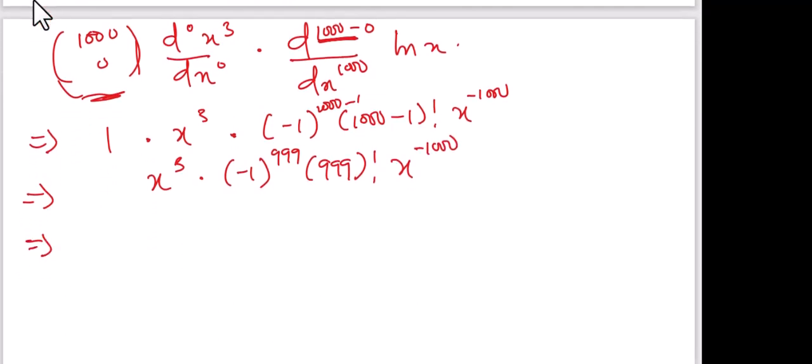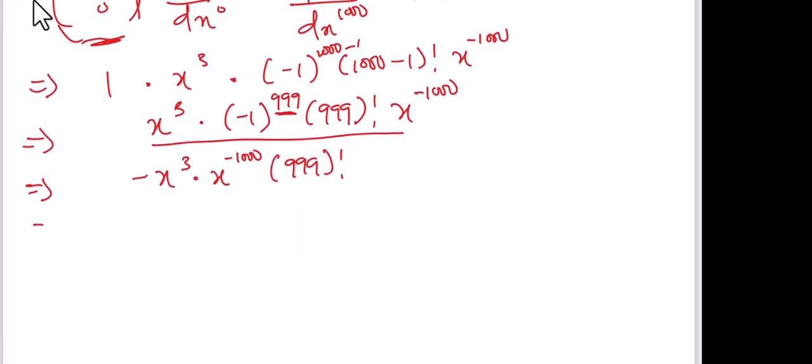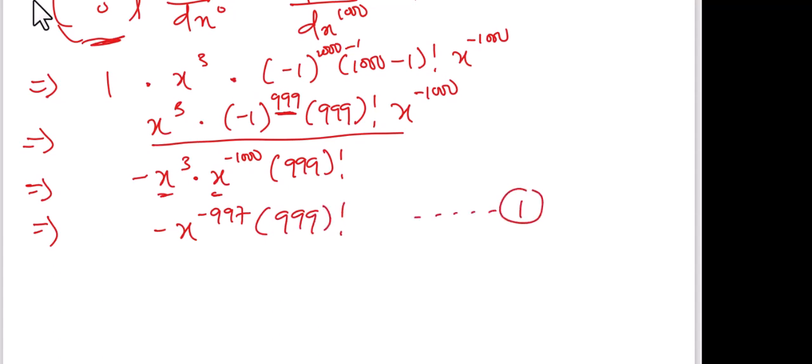And this will imply that since this is odd, it will make the whole thing negative, and so we have negative x cube times x power negative 1000, then 999 factorial. And simplifying this, since the bases are the same, we add their powers, we get negative x power negative 997 times 999 factorial. So let me call this one equation 1.